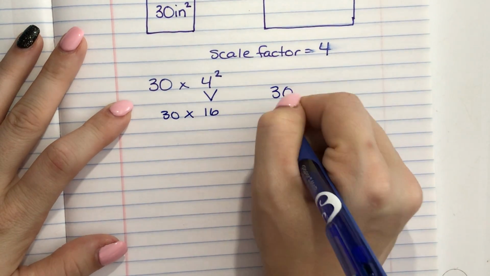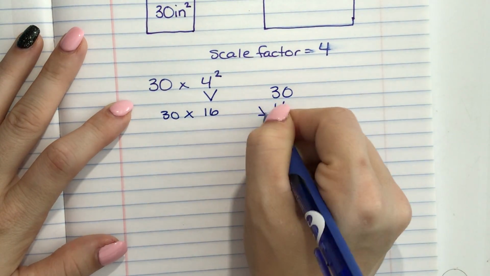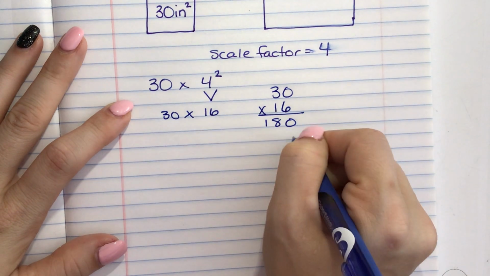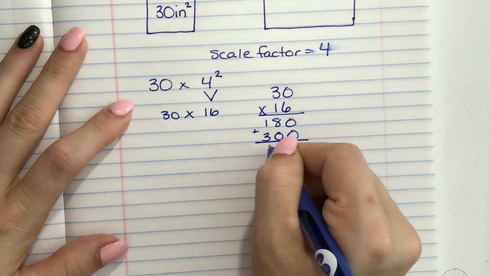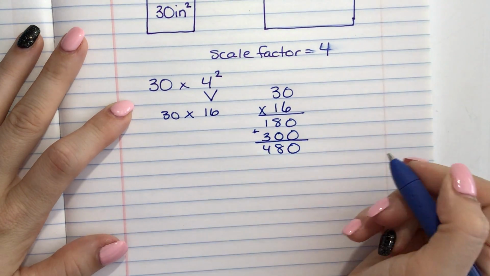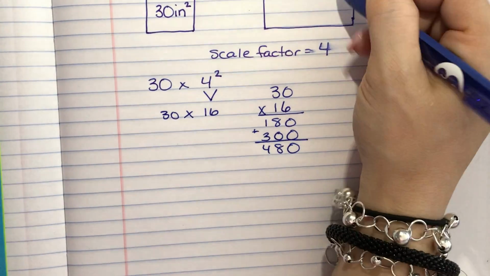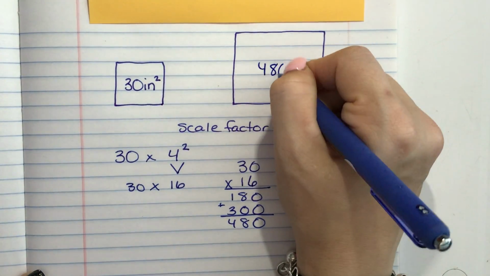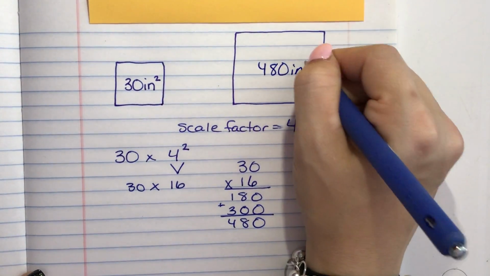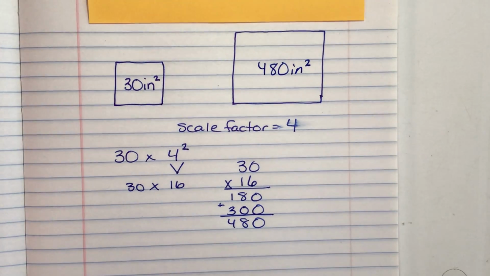So I'm going to stack it. So we got 0, 18 placeholder, 0, 3, 480. So my new area is going to be what? 480 inches squared. There you go.